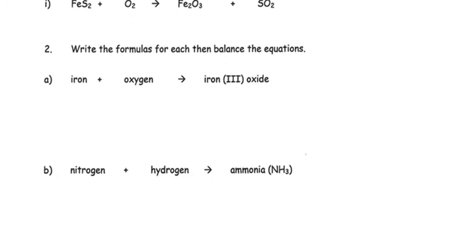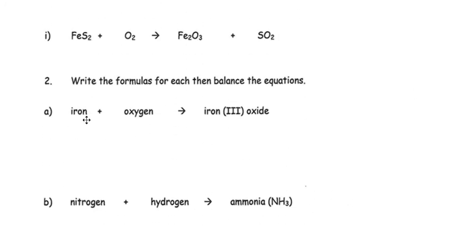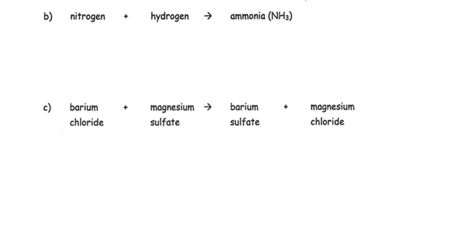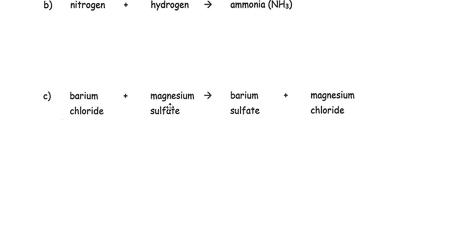And then continuing on, the flip side here, we get down to here. These last few questions are really good because you have to figure out what the formula is first, so it gives you practice of changing words into formulas and then balancing it. Then the very last one here, barium chloride plus magnesium sulfate yields barium sulfate, magnesium chloride. So again, change it to formulas and then balance it.